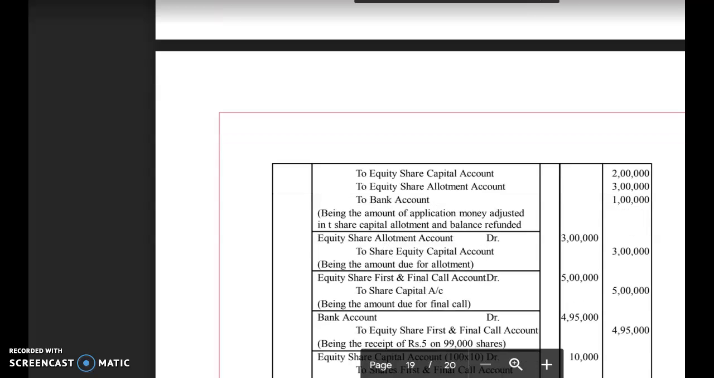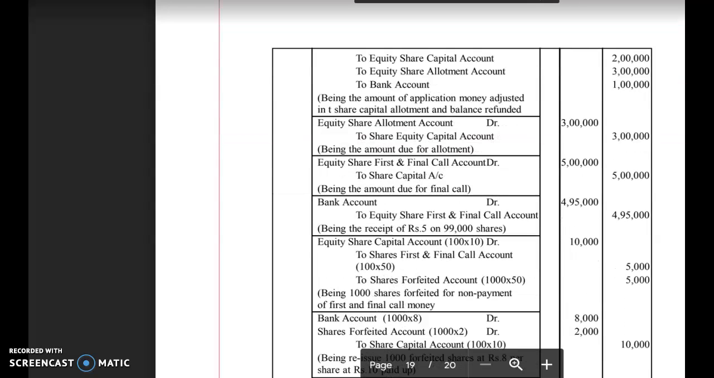You would find here that there is no entry like that. Why? Because here it is noted down that in the second entry, equity share allotment account is credited with rupees 3 lakh. In the third entry, how much allotment money is required by the company? 3 lakh. So automatically the whole amount is being received. So there will not be any entry for the bank account for receipt of the allotment money.